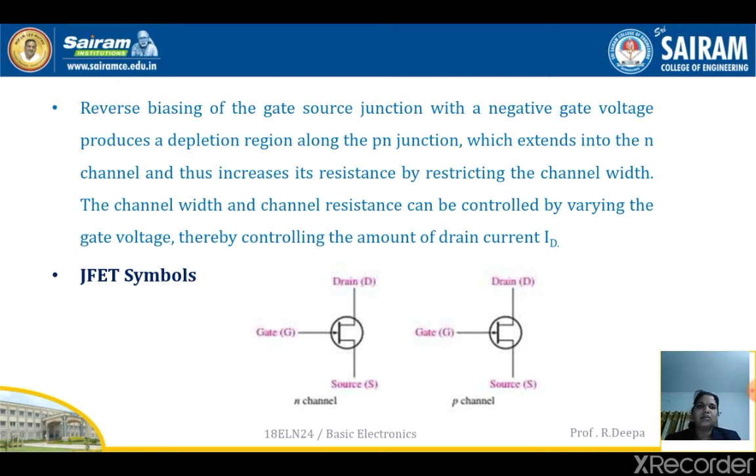So this is the basic operation of the JFET, and here we have shown the symbols of JFET, N channel and P channel. So how to differentiate them: if the arrowhead is pointing inside toward the transistor terminal, it is the N channel. If the arrowhead is going out of the gate terminal, then it is termed a P channel. Basically it has three terminals, drain, gate and source, and for the N channel the arrowhead will be flowing inside the FET, whereas for the P channel the arrowhead will be flowing away from the gate terminal.